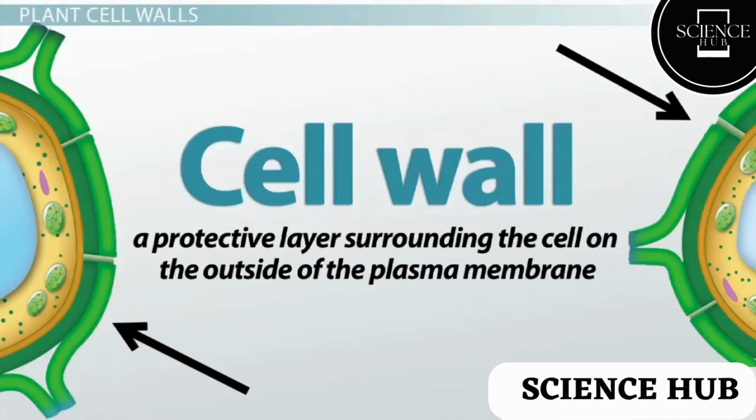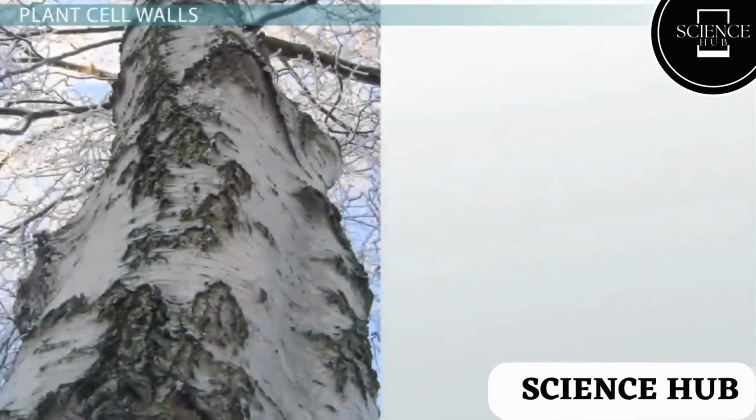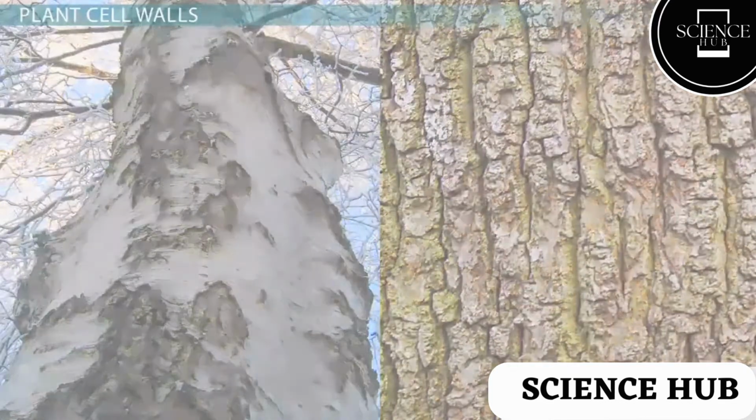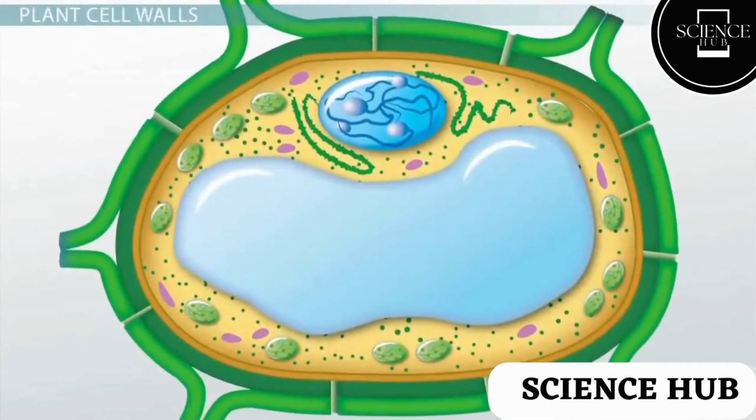It's composed largely of cellulose, a polysaccharide sugar that provides strength to the cell wall. If you ever notice how strong the bark of a tree is, that's because this bark is composed of dead cells with really tough cell walls. The cell wall also grows with the cell, getting bigger as the cell gets bigger. Although plants aren't the only organisms with a cell wall, this structure is a characteristic of all plants.